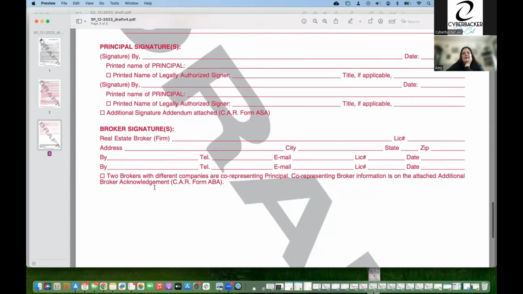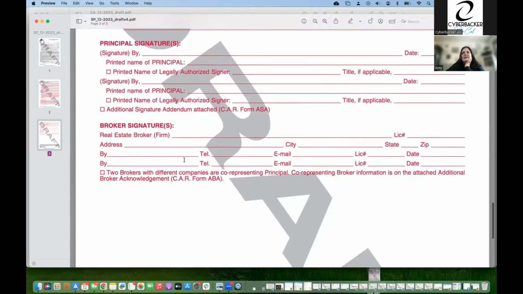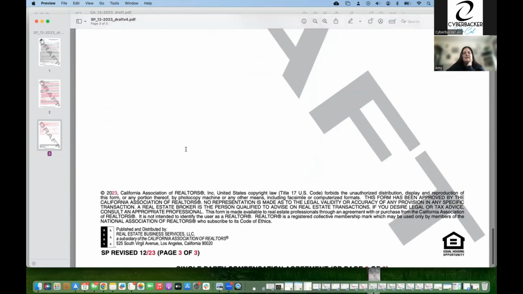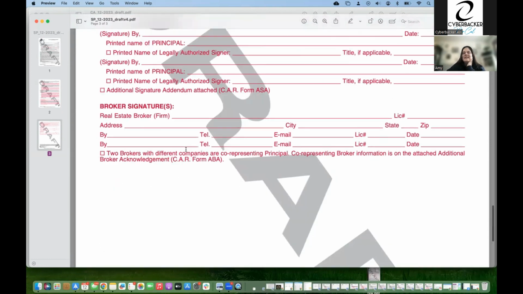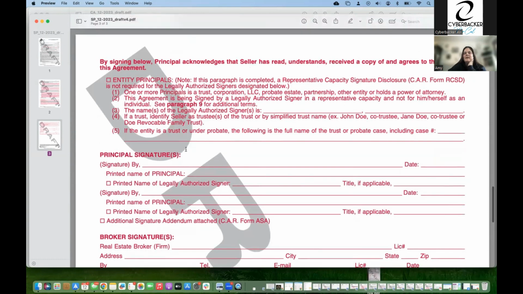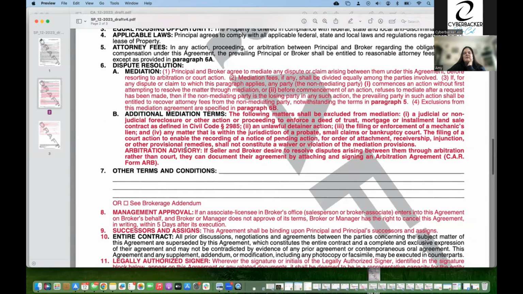Okay. Keep in mind the agent can sign in lieu of the broker, and that broker does have 5 days to determine they don't like it. So that's the single party compensation form. Okay, that's one party is being paid from the transaction.